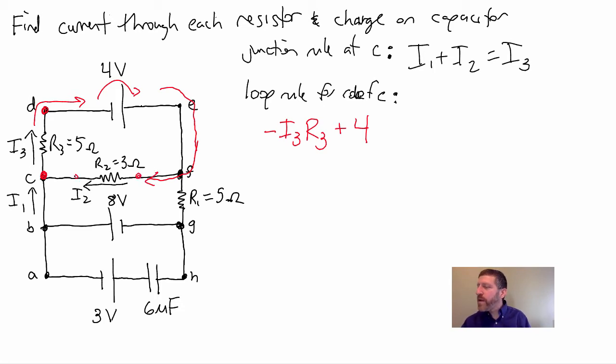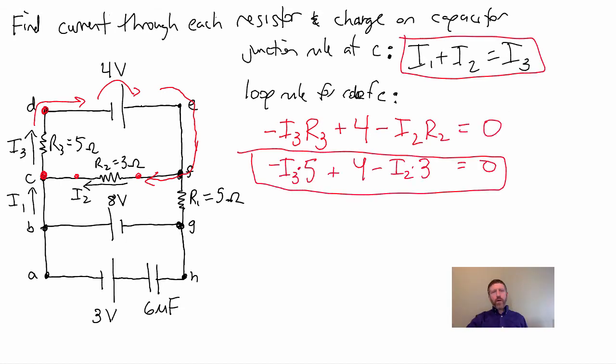Keep going here. Now, this is where I'm going through here, again in the direction of presumed current. So I'm starting there, ending there. I'm going downhill, since it's going in the direction of current. So that'll be minus I2 times R2, and that's going to equal 0. I'm going to actually plug in my numbers here. All right, so now I've got two equations, but still three unknowns.